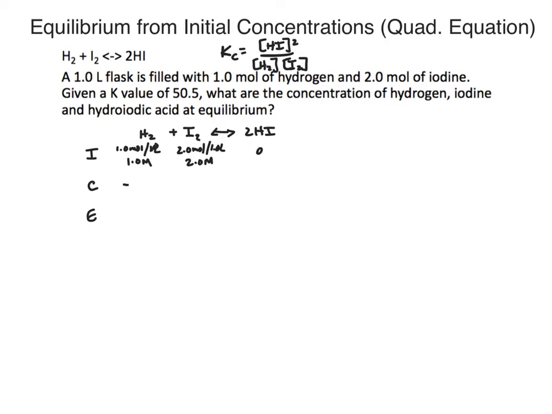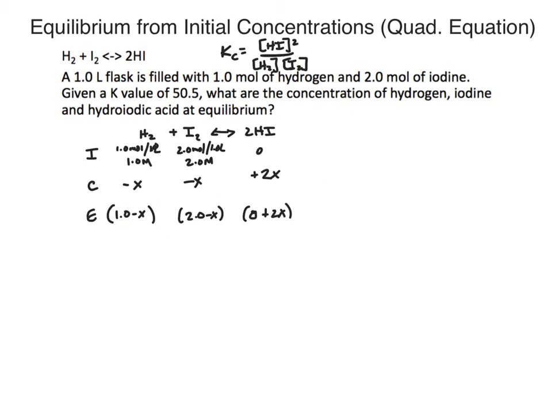So negative x, negative x, and plus 2x are going to be the relative changes of each of those items. Notice, again, we get this 2x from the fact that the coefficient is 2 in front of HI, and the minus 1x and the minus 1x correspond to the decrease in the concentration for H2 and I2 respectively. So now we can figure out what our equilibrium concentrations are going to be relative to our initial concentrations.